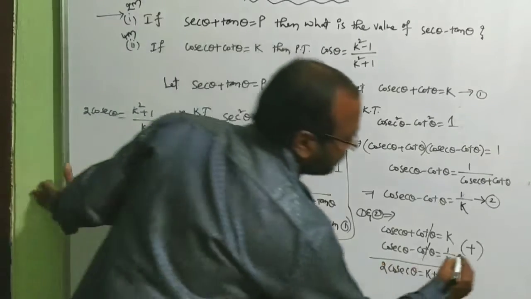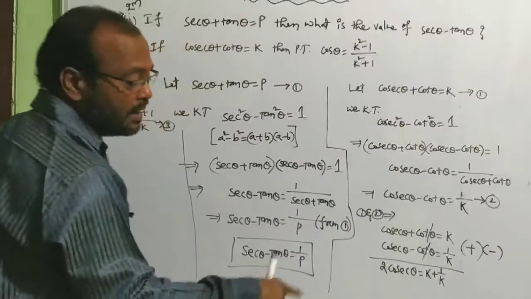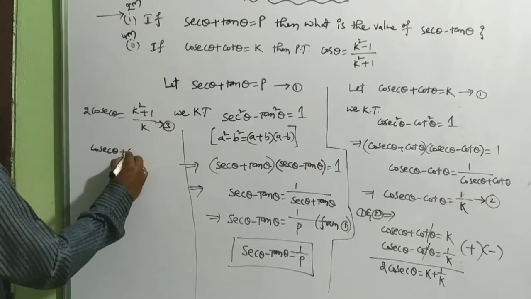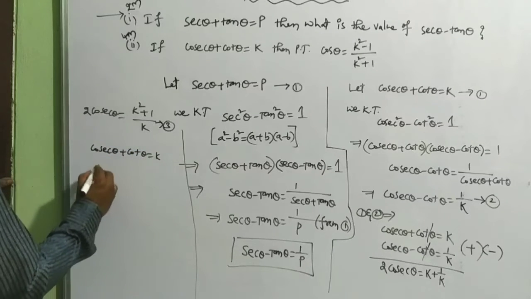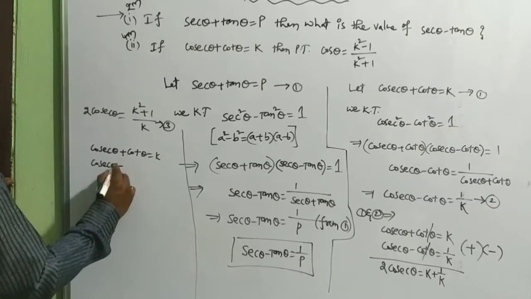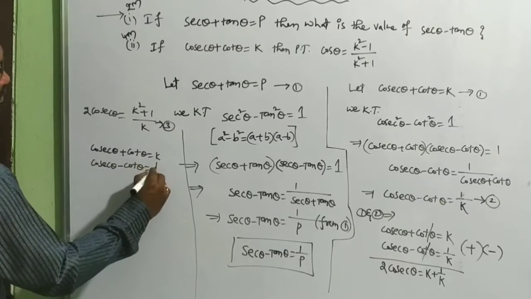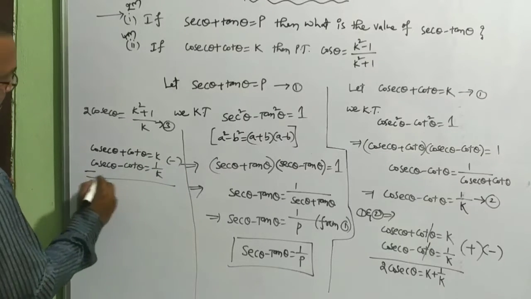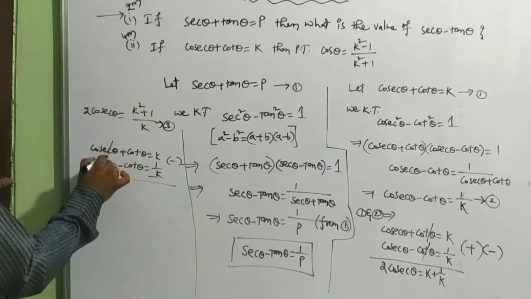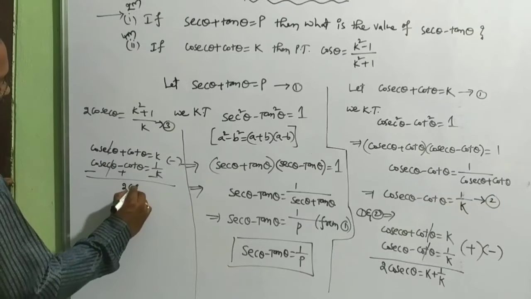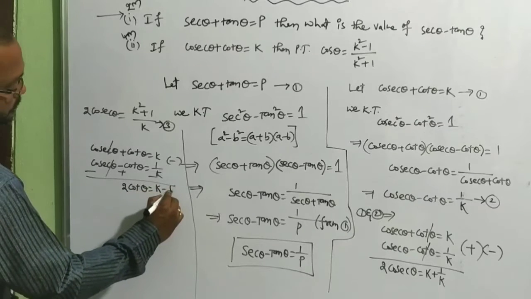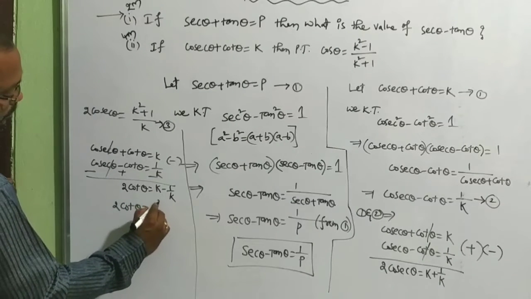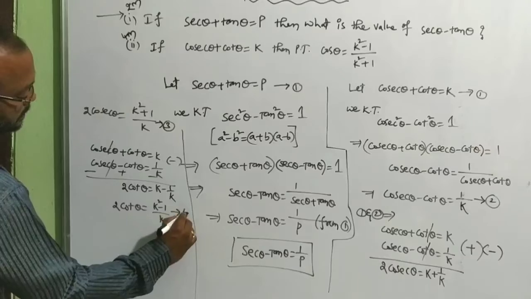If we subtract, previously we added, now we subtract. So cosec theta plus cot theta is equal to k. Cosec theta minus cot theta is equal to 1 by k. If we subtract, the signs will change, minus plus minus. Then this one gets cancelled. This is 2 cot theta is equal to k minus 1 by k. Then 2 cot theta is equal to k square minus 1 by k. Take this as equation number 4.